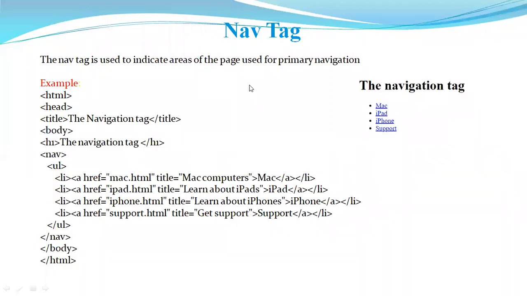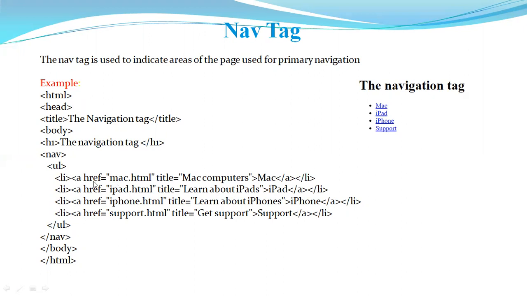The nav tag. What is the use of the nav tag? The nav tag is used to indicate the area of the page used for primary navigation. For HTML, the HTML tag should be open, the head tag should be open. Under the title, the body tag, under that the H1 tag, the nav tag should be there. The nav tag should be open, then an unordered list.